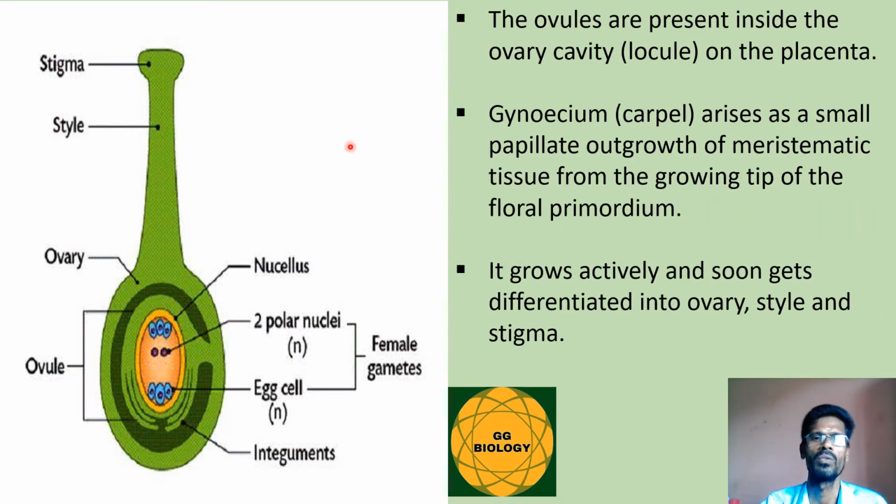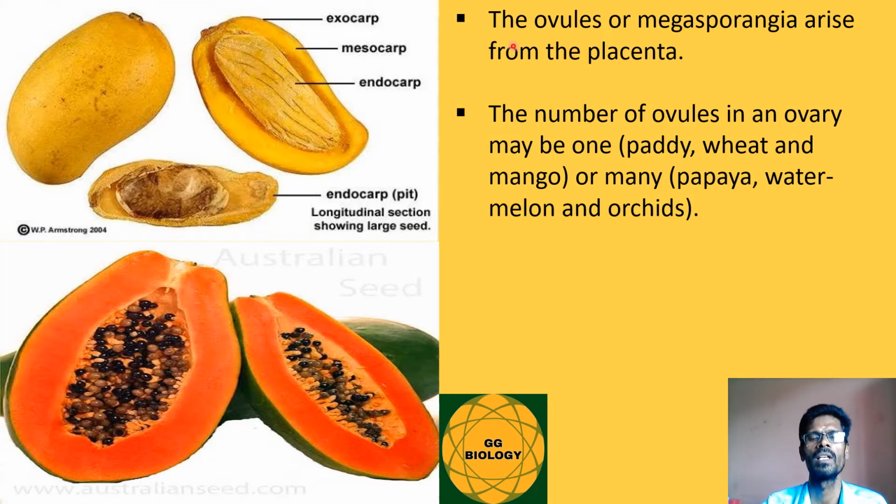So the ovules are usually present inside the ovary cavity, also called the locule, on the placenta. The gynecium usually arises from the papillary outgrowth of the meristematic tissue, and after its formation, it differentiates into the stigma, style, and the ovary. The ovules are also called megasporangia, which arise from the placenta.